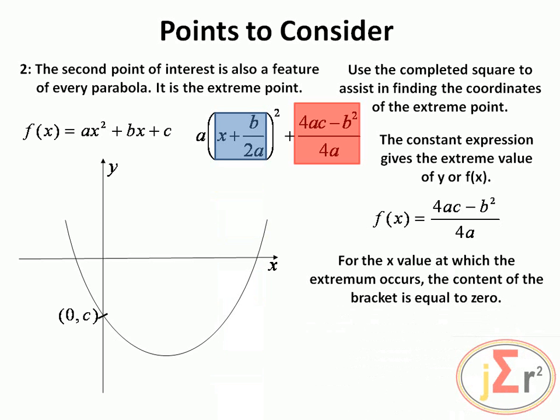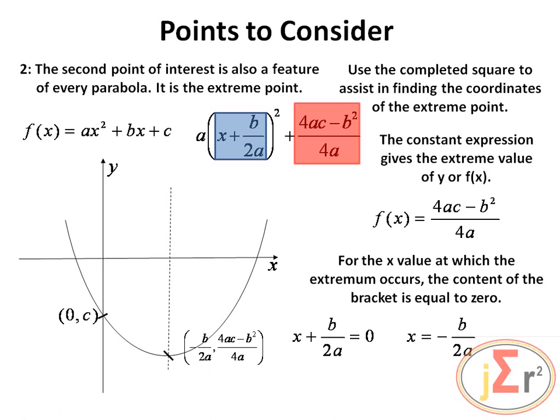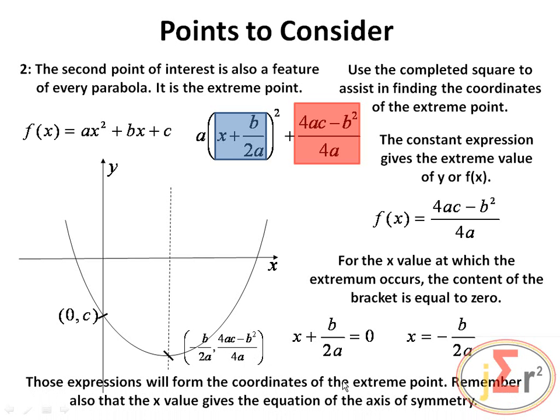For the x value at which the extremum occurs, the content of the bracket is equal to 0. So x plus b over 2a is equal to 0. Therefore, x is equal to negative b over 2a. So the coordinates of the extreme value will be negative b over 2a for the x and for the y, 4ac minus b squared over 4a. Those expressions will form the coordinates of the extreme point. Remember also that the x value gives the equation of the axis of symmetry.